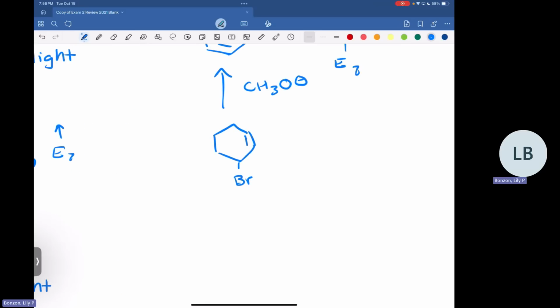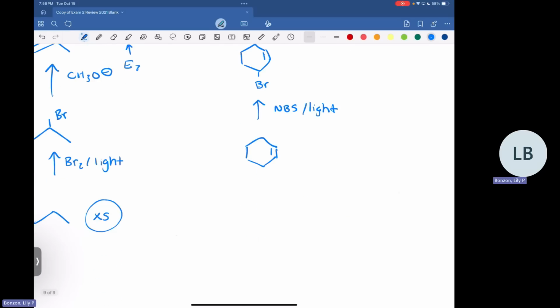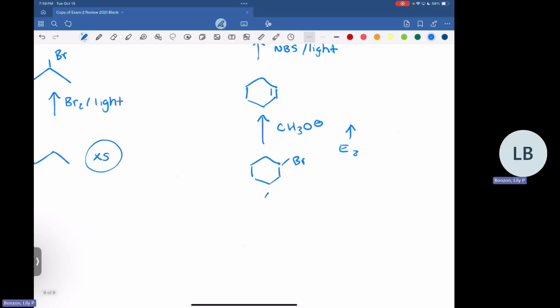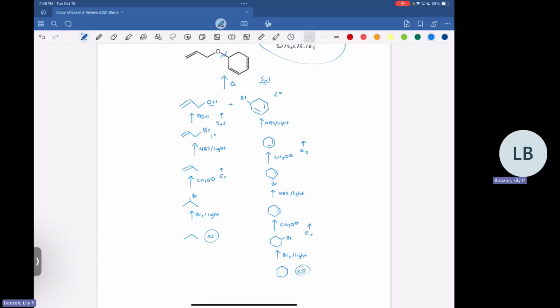And then again, we have another allylic bromide, so we're just going to do another NBS and light. So now we have that as our double bonds. We're going to do another elimination reaction. We have a bromine. And then here we can just do a Br2 light and have our cyclohexane. And then remember excess. Questions on synthesis?